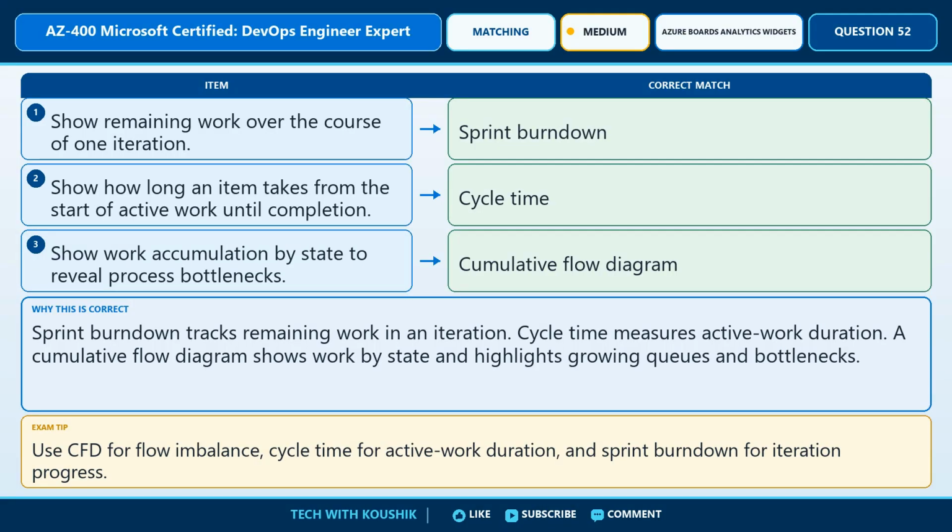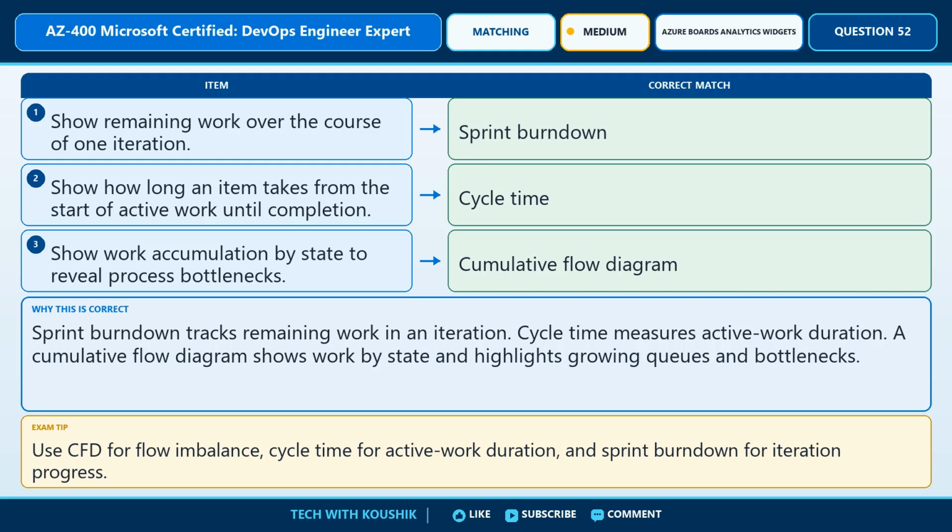The correct matches are as follows. Left item 1. Show remaining work over the course of one iteration. The correct match is sprint burndown. Left item 2. Show how long an item takes from the start of active work until completion. The correct match is cycle time. Left item 3. Show work accumulation by state to reveal process bottlenecks. The correct match is cumulative flow diagram.